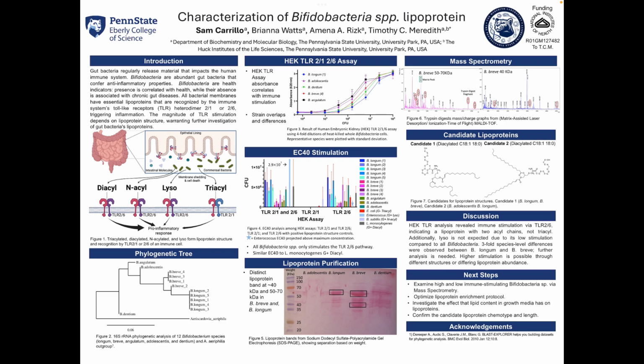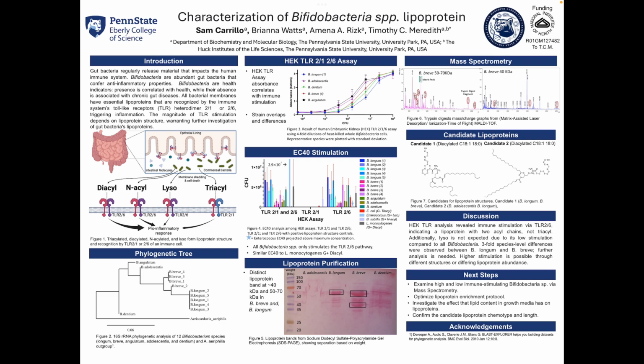And again, we can see that there's similarity within the species, where all the longums, the blue ones on the left, have much higher EC40s compared to the brevs, which are much lower, but within their own species are pretty close. And the ungulatum, dentium, and adolescentis are scattered between the two of them again. And so they also have similarity to the positive control of Listeria monocytogenes, which is a gram-positive diacyl, suggesting that it may be close, but it really doesn't have a way to definitively say which structure it is.